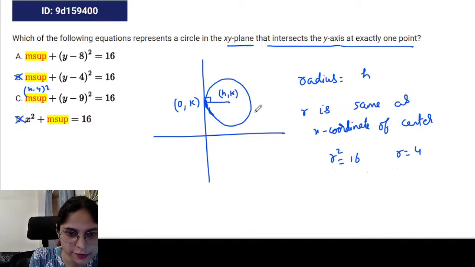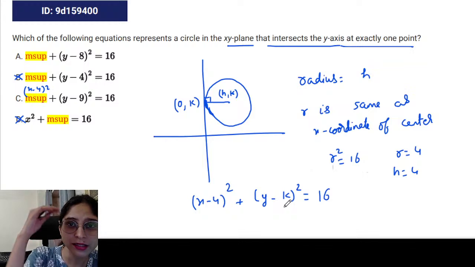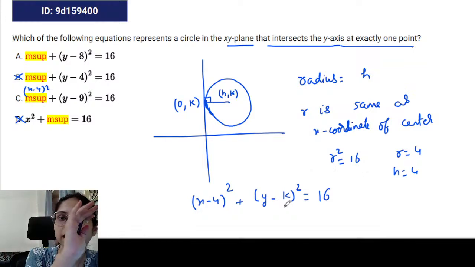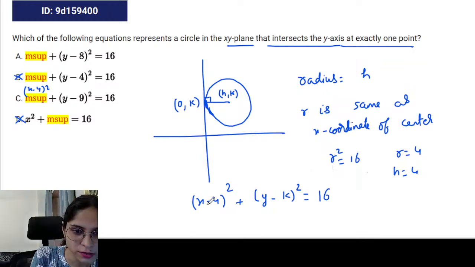So for this kind of circle, what could be the equation? If r is 4, h is also going to be 4. So your equation is going to be x minus 4 whole squared plus y minus k whole squared equals 16. Now k can be anything. It can be 1, 2, 3, 4, 5, 0, -9, any number, it doesn't matter. But your h has to be 4. So it has to be x minus 4 whole squared.